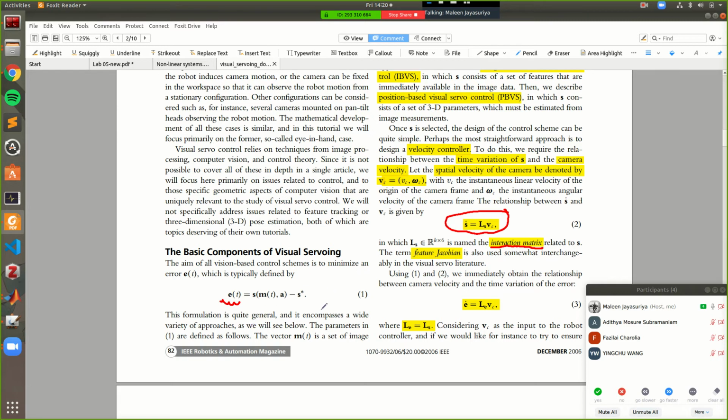So to find this relationship, what we do is we differentiate this with respect to time. If we differentiate this with respect to time, you get E dot is equal to this to become S dot if we differentiate everything with respect to time, right? And you can see that this S star is a constant, right? This is our reference. It's a constant. It's not going to change. So if we differentiate a constant with respect to time, it just becomes 0, right?